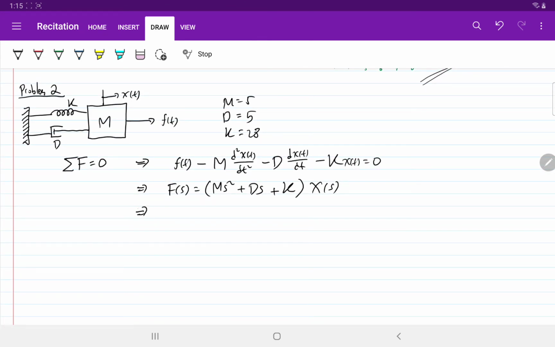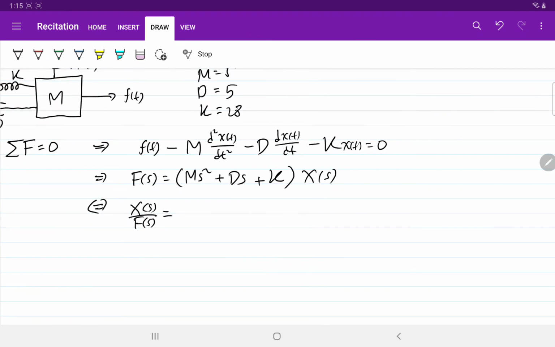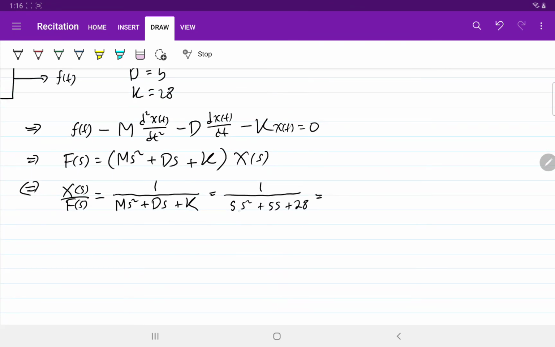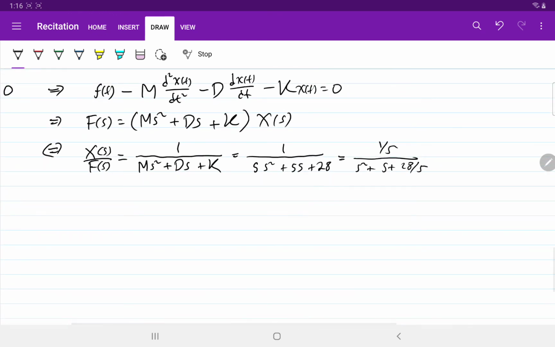So the transfer function X of s over F of s is simply 1 over ms squared plus ds plus k, and by plugging in these values, we have 1 over 5s squared plus 5s plus 28. Make it standard, so we want s squared to have 1 as its coefficient. So we divide the numerator and denominator by 5. We have 1 over 5 over s squared plus 1 s, so just s, plus 28 over 5.